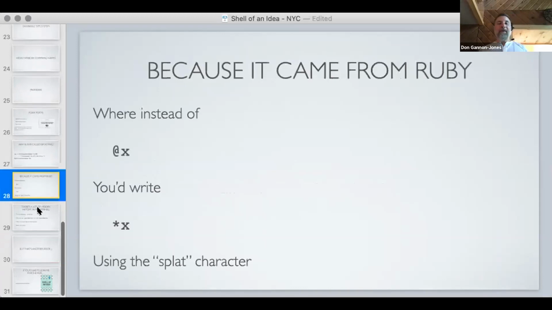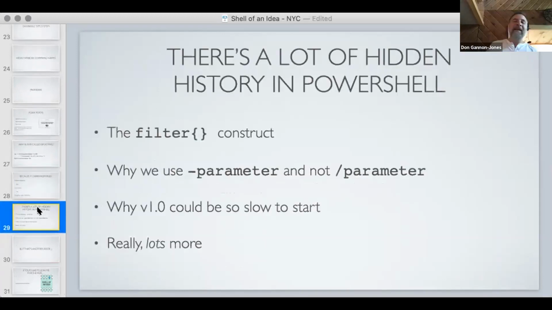There's a bunch of hidden history in PowerShell. I don't know if any of you are aware of the filter construct. You don't need to be. It's completely pointless, because as they were developing it, they created this filter construct that was designed to basically be a custom where object. Like you could build your own where object commandlets using the filter construct.